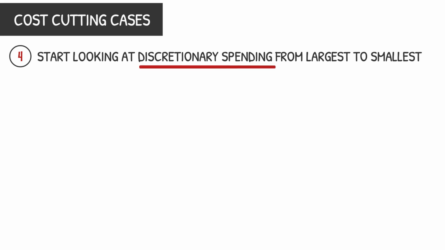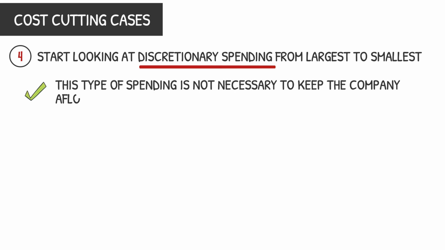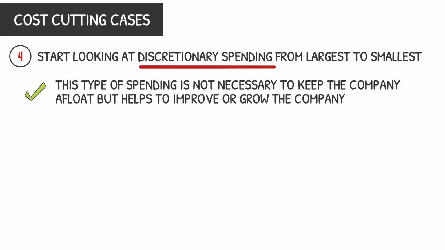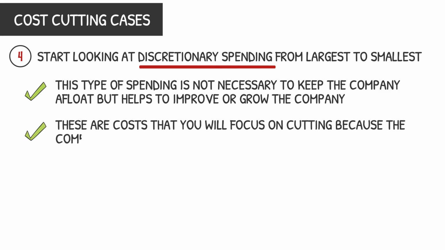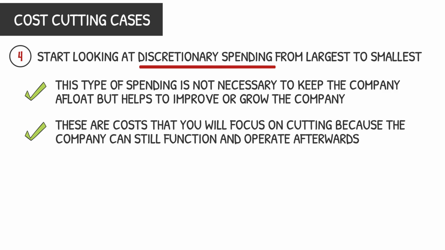Step 4. Start looking at discretionary spending from largest to smallest. After removing the business critical expenses from consideration, the remaining costs are discretionary spending. This type of spending is not necessary to keep the company afloat, but helps to improve or grow the company. These are the costs that you will focus on cutting because the company can still function and operate afterwards.